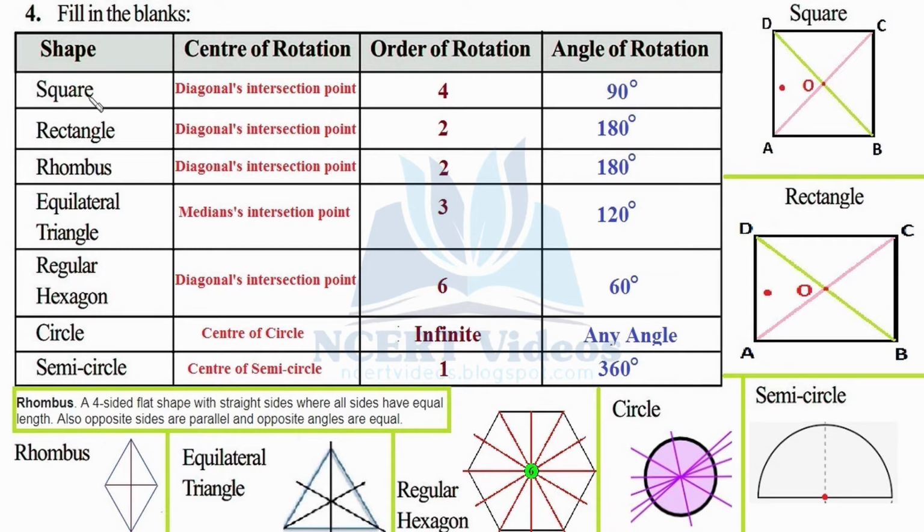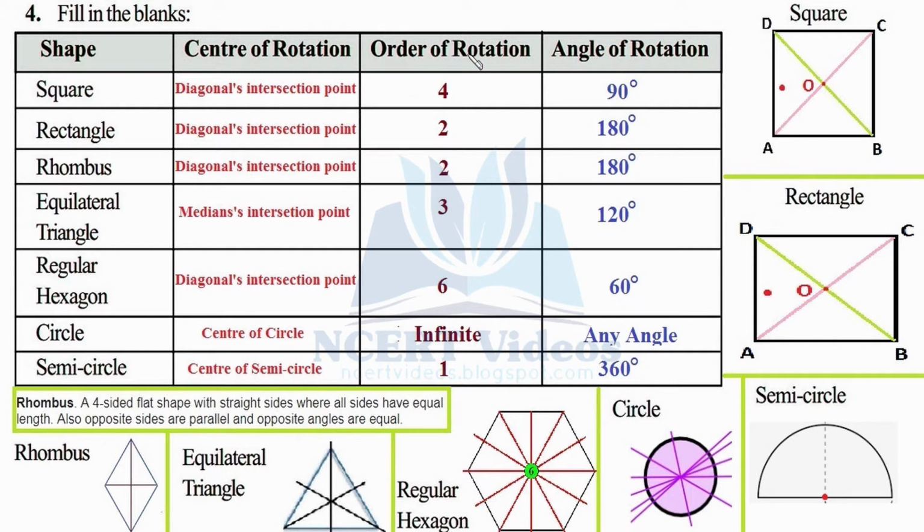So if you take a square, we have to find center of rotation. And what is the center of rotation? That fixed point along which your figure rotates 360 degrees. So in case of square, we have diagonals. What are diagonals? That is connecting opposite vertices. So wherever they intersect, that will be your center of rotation. That is, you put your pin here and you rotate the object. So that is diagonals, intersection point.